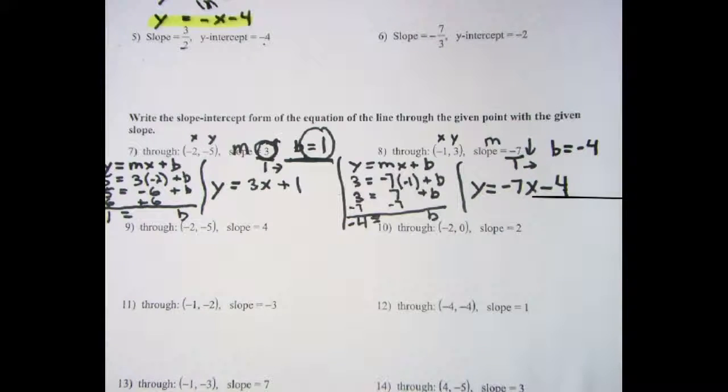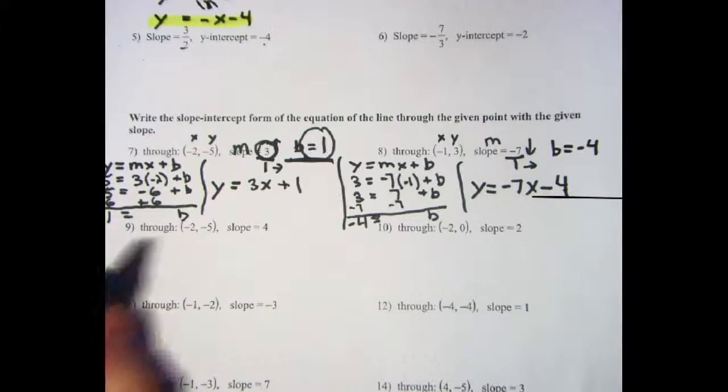Okay, so let's do one more. Let's do a few more from beginning to end, and then I'll give you the rest of the period to finish the rest by using the formula only. Okay? So number 9.